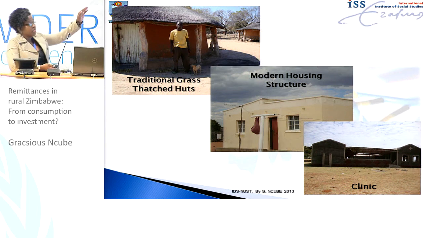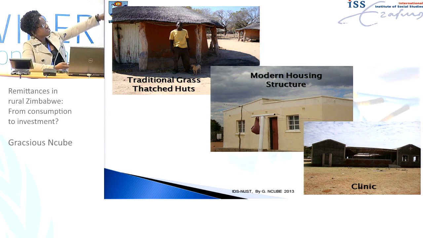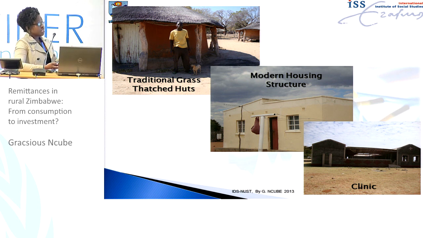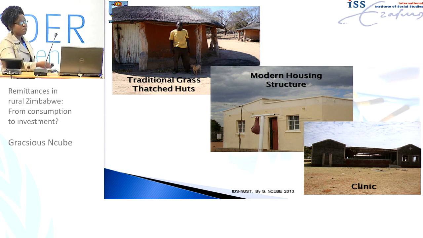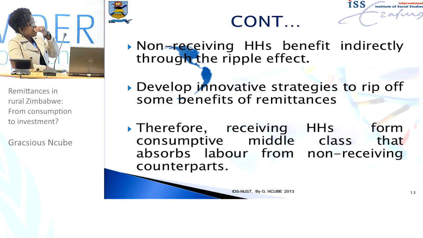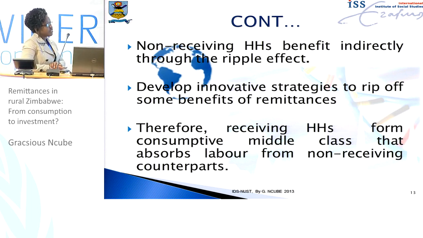This is a typical example of a rural housing structure for most of the people who live in village two, where it's the thatched huts. But with the incidence of remittances, you'll see that there's construction of these modern kind of housing structures, like the house in the middle there, which has come around as a result of these remittances. And like I said, remittances were also used in the finalization in constructing the local clinic that is at the right bottom there. And there was also a notable practice that non-receiving households in this particular village also benefit indirectly through the ripple effect of remittances.